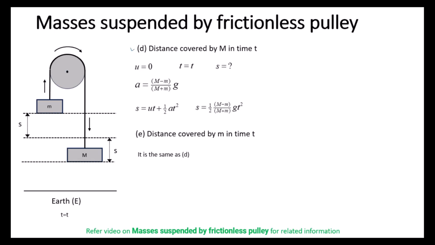So part D is what is the distance covered by the bigger mass in time t. So let's see what is given. So initial velocity is 0 and time is given as t, and we know the acceleration is given by this expression, and what we are required to find is s equals to what. So essentially what we are saying is what is the distance by which the bigger object will travel in the downward direction in a time t. And of course, that will be same as the distance traveled in the upward direction by the smaller object.